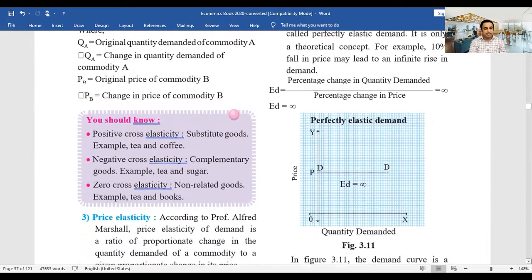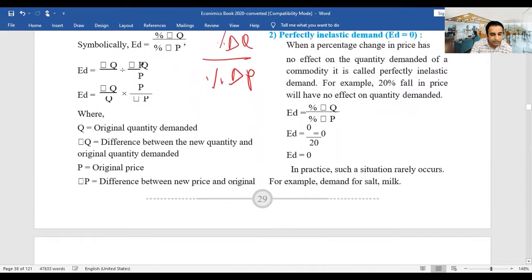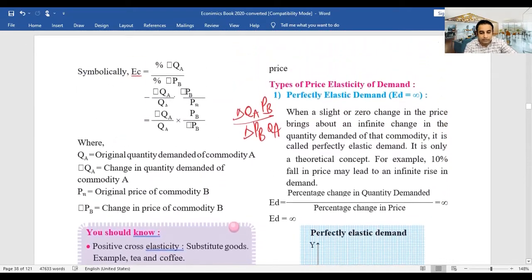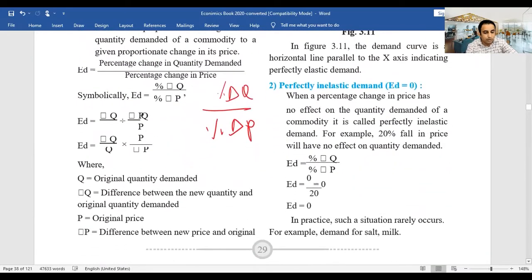Next is the price elasticity of demand. So it is change in demand due to change in price. Mathematically, it is percentage change in quantity demanded upon percentage change in price. So it is percentage delta Q upon percentage delta P. Alternatively, it could be P delta Q upon Q delta P.